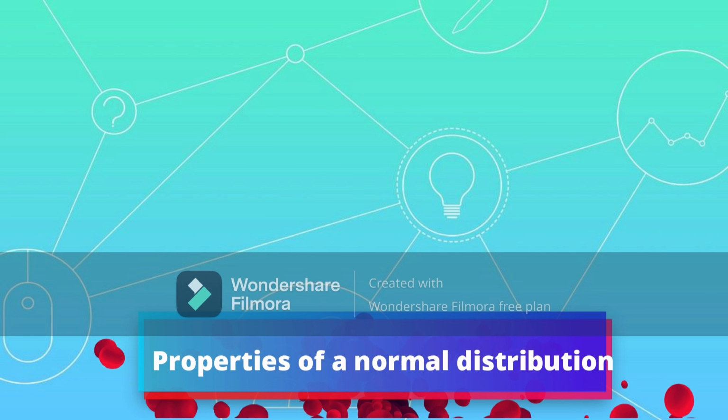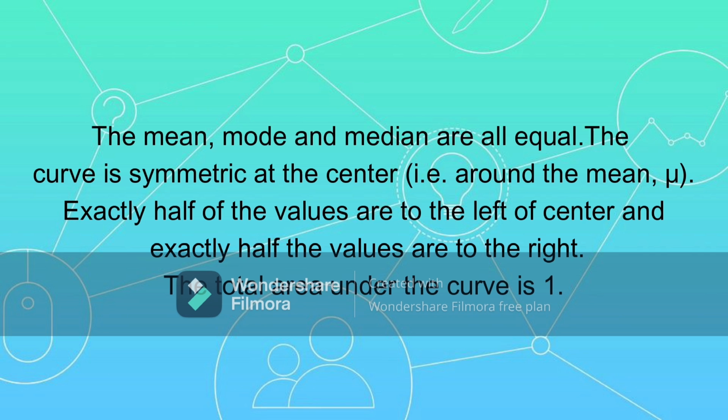Properties of a normal distribution. The mean, mode, and median are all equal. The curve is symmetric at the center. Exactly half of the values are to the left of the center and exactly half of the values are to the right. The total area under the curve is 1.